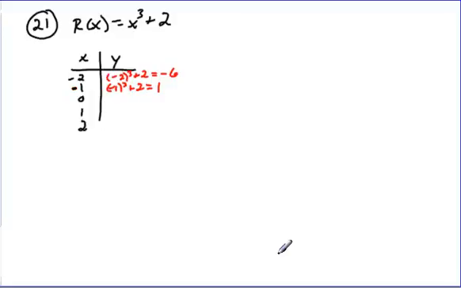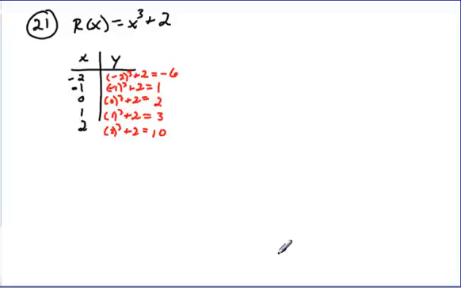Okay, so then let's plug in a 0. We have 0 cubed plus 2. What are we getting? 2. When we put a 1 in, 1 cubed plus 2, well 1 plus 2 is 3. Then we have positive 2 cubed plus 2, so that's a positive 8 plus 2, which is 10.